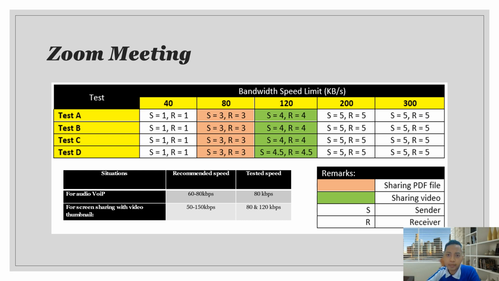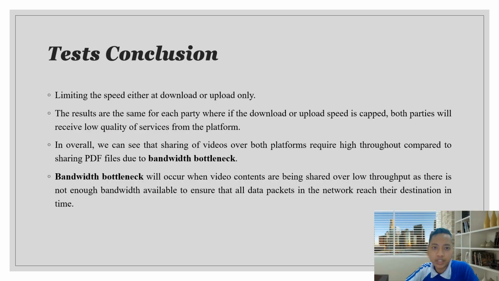For bandwidth speed capped at 200 and 300 KB per second, all situations always provided excellent output to both sender and receiver. While at this minimum speed, the receiver can clearly see the videos at 480p quality with only slight delay, but sharing of PDF files is always excellent both in transitions and content. In addition, PDF sharing at 100 KB per second bandwidth cap does not show any fallback or delay. The test results are accurate in comparison with the recommended bandwidth of using Zoom meeting, as concluded in the following table. Next, test conclusion.